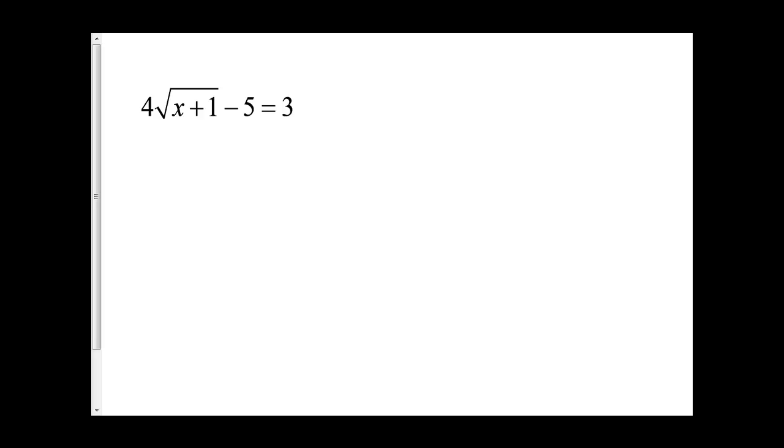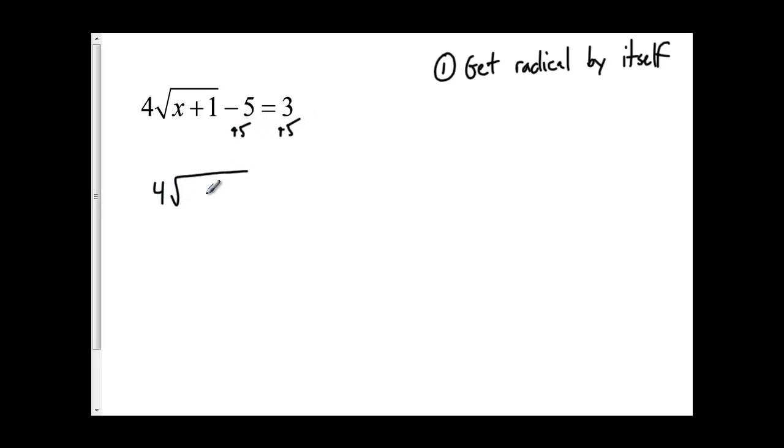A final example, I've got 4 times the square root of x plus 1 minus 5 equals 3. The first thing I always need to do is get the radical by itself. So I'm going to add 5 to both sides, and I get 4 times the square root of x plus 1 equals 8. My next step, I'm going to divide by 4, and I get the square root of x plus 1 equals 2.